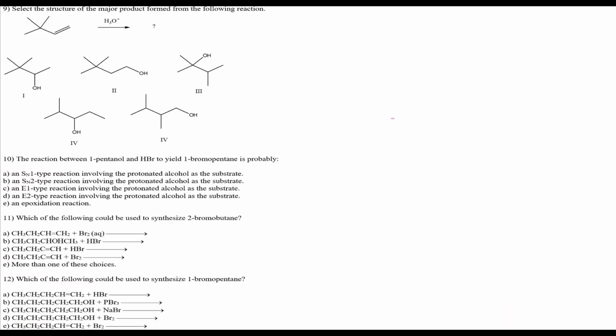Select the structure of the major product formed from the following reaction. Again, this is kind of similar to question 8, but we are actually doing an acid reaction. And I kind of already showed you the answer to this, but if you want the mechanism, it is like this.